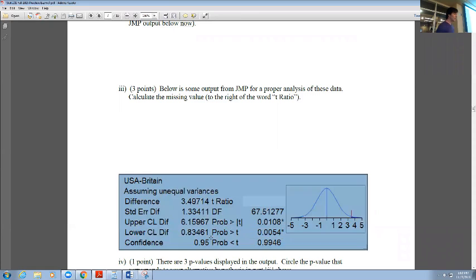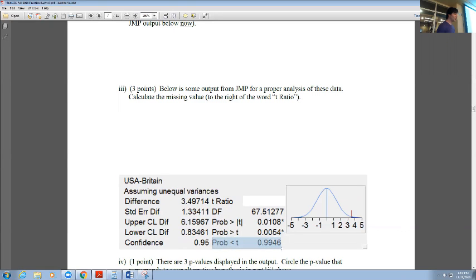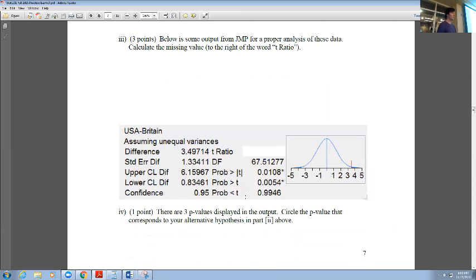Do we have evidence that USA men are shorter than British men? Could we reject the null and show evidence for that? No. Look at the p-value. There's no evidence that British men are taller than American men. But there is evidence that USA men are taller. So that is the p-value we have to circle right here, the one related to the greater than alternative. Simply take the greater than and plug it in right in here. Just put the greater than symbol right there.